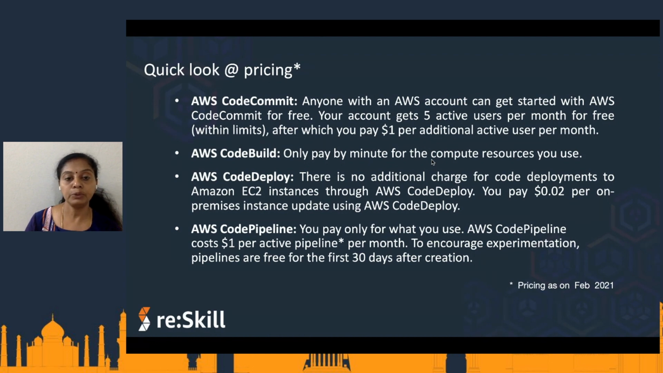And coming back to AWS CodeBuild, you're going to pay only for the number of build minutes your compute resources are being used. And for CodeDeploy, there is no additional charge when you're deploying to an EC2 instance. You're going to pay only for the EC2 instance which is running, but definitely not for the CodeDeploy project which you're using to deploy to the bunch of EC2 instances. However, when you're deploying to on-premise instances, there is a small fee around it.